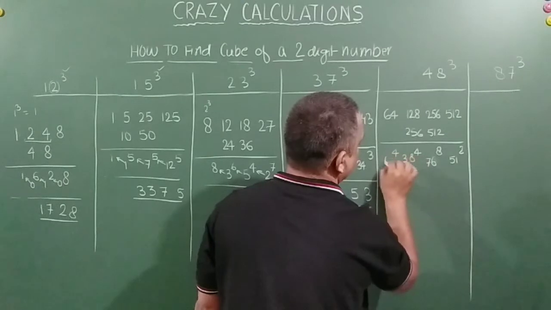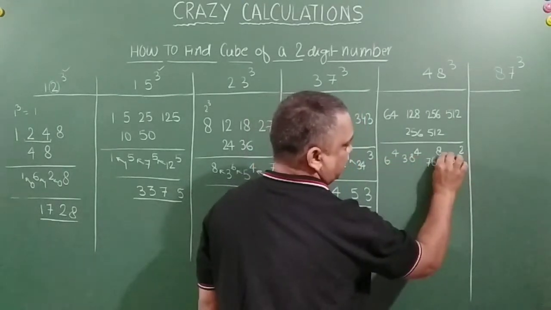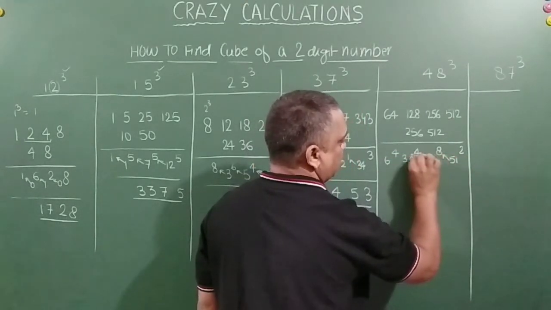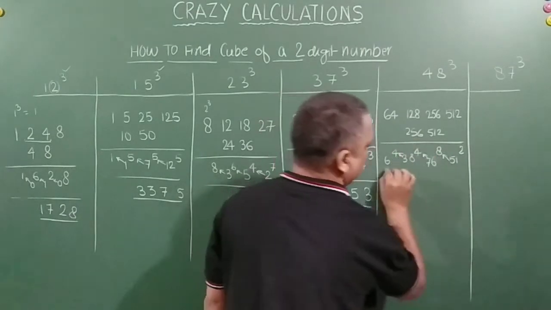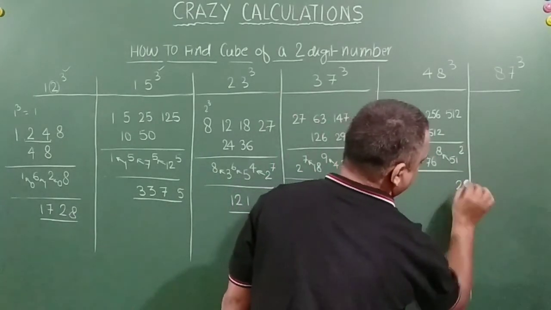Four here, 6 in the base. Then we add it like this. Right? So 2 is the last digit.